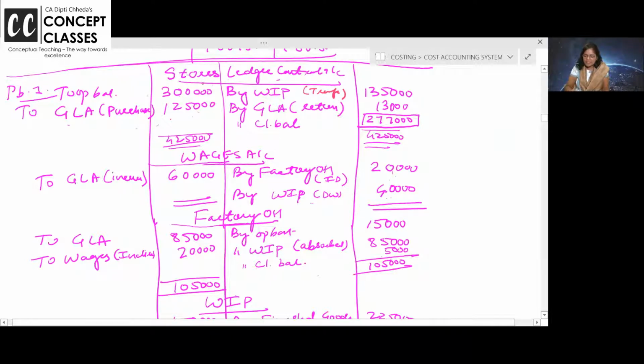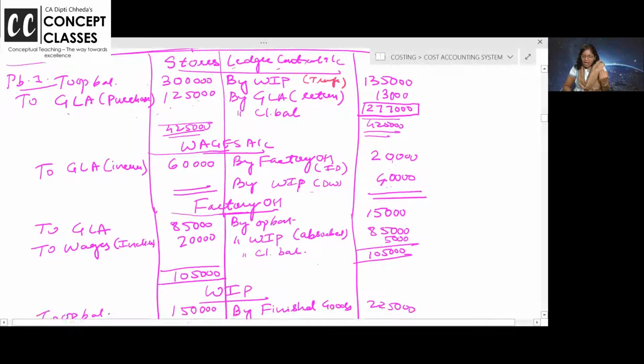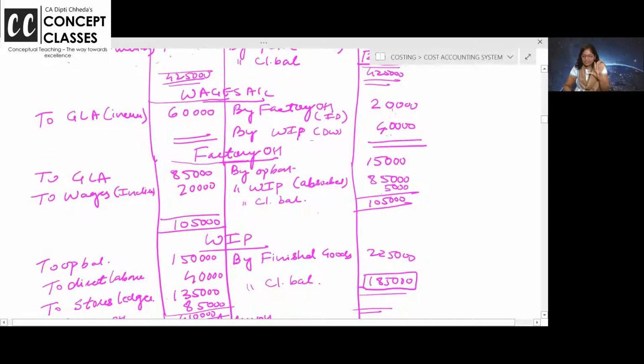When you purchase the stock, stores to GLA. When you return, GLA to stores, and closing balance. There could be normal, abnormal loss also if it is not tallied. After stores ledger, we prepare wages. Whatever wages you incur, wages account debit to GLA, incurred. But whatever wages you incur can be divided into direct and indirect wages. Indirect wages will go to factory overhead. ये रहा. Direct wages will go to work in progress.